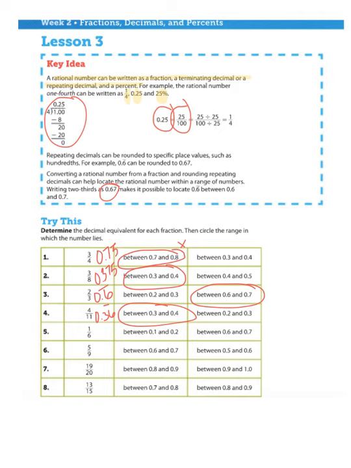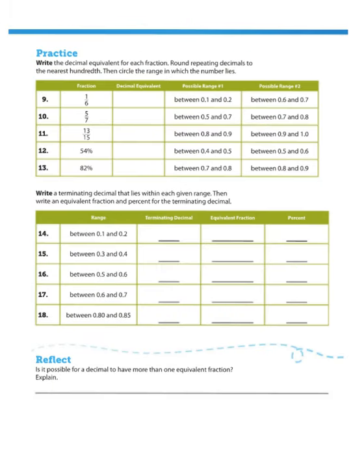So change your fraction to a decimal, and then drag your X over to the correct decimal range it is in between. Just a note, your first step is fraction to decimal. On the practice, they actually give you a box this time to write the decimal equivalent. It's just a good habit to get into, writing that down.